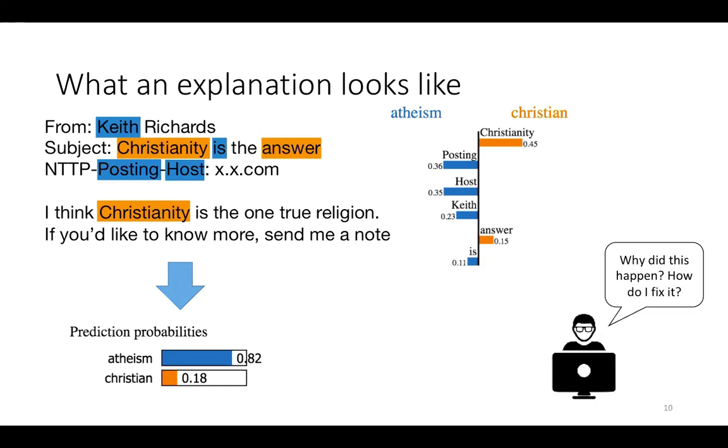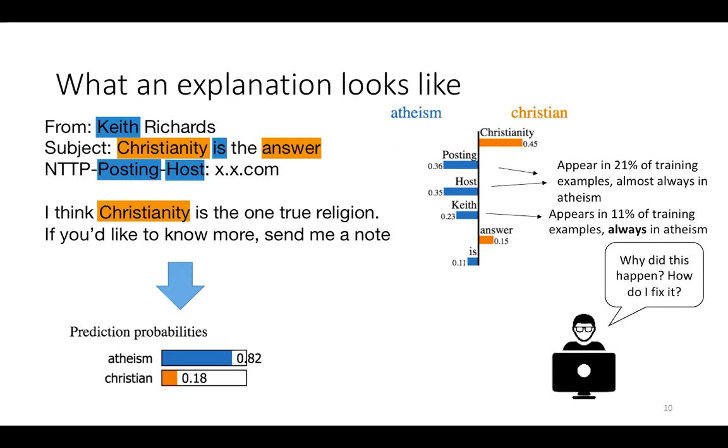Now, why did this happen? As you would have rightly guessed, the words hosting and host appeared in almost 21% of the training examples, almost always in the atheism class, like 95-96% of the cases. And the word Kate, to the authors' surprise, appears in 11% of training examples, always in the atheism class. So if you unfold what happened, you get to see the true picture. This is the reason why one should go back and unfold the picture.